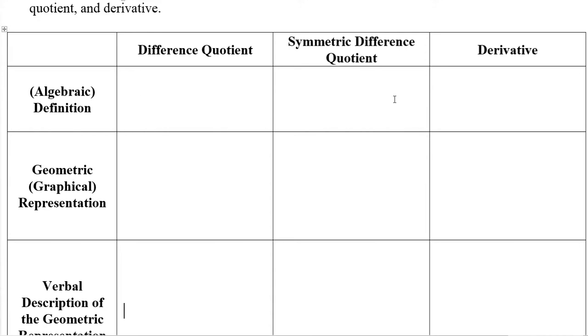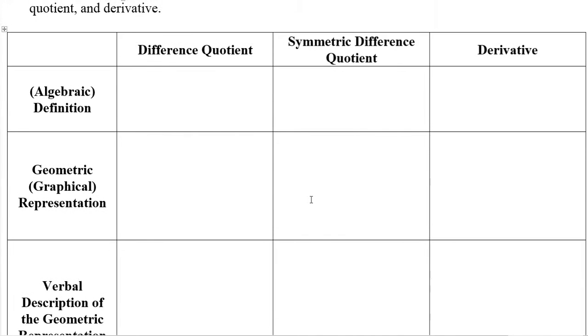So we want the first row, we want the actual definition of the thing. So this is going to be an algebraic formula. Then the second row is going to be a geometric graphical representation. In other words, this is going to be a graph and a picture in this row. And then you're going to describe in words what's going on with this picture that's in the second row. You're going to describe it in words in the third row. And down here in the last row, you're going to give a physical or contextual interpretation of what these things mean.